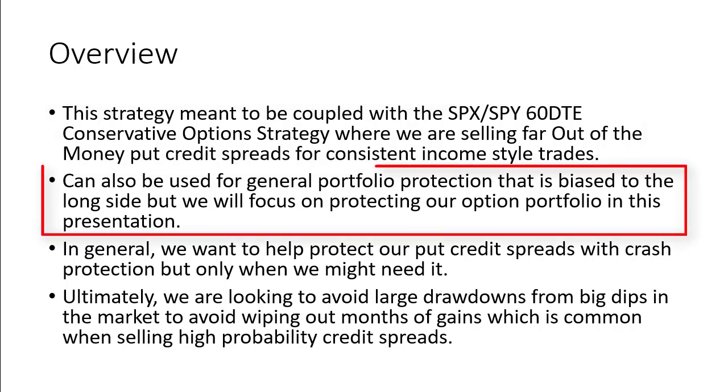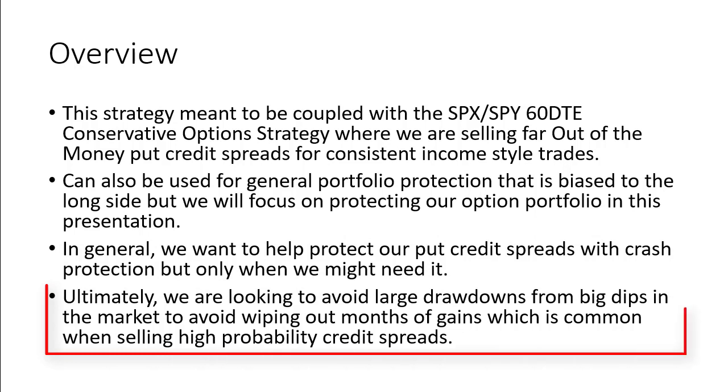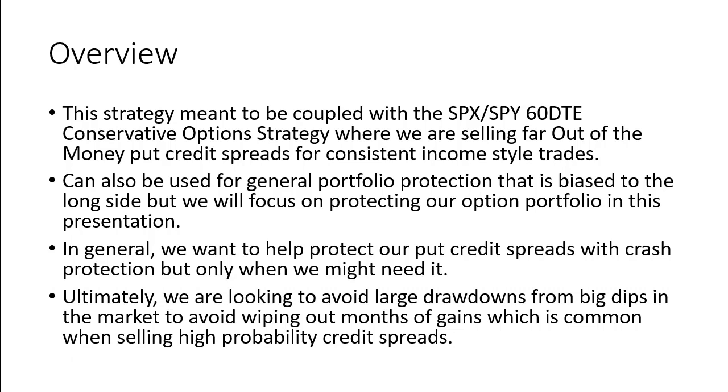You can also use this for general portfolio protection. If you have a bunch of different trades that are somewhat correlated to the S&P, you have to figure out your own beta weighting and such, but you can use this to protect a regular portfolio if you want to. In general, we want to help protect our put credit spreads. That's what we're going to be focused on in this video, a kind of crash protection, but again, only when we might need it. Ultimately, we are looking to avoid large drawdowns from big dips in the market so we can avoid wiping out months of gains in one giant loser, which is very common when you're selling high probability credit spreads. I'm sure you've experienced this before. And that's really how options are designed. You might be trading an 80% probability trade, but the one or two times it goes against you, it can wipe out a lot of the small winners.